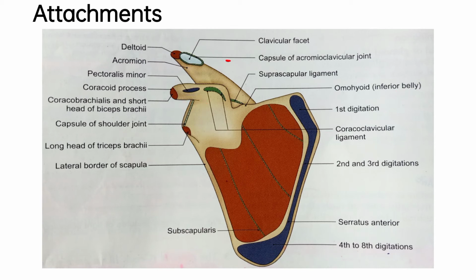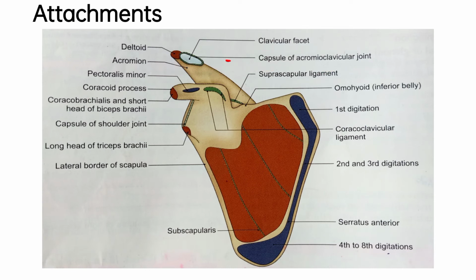Moving further, the margin of the facet on the medial aspect of the acromion gives attachment to the capsule of the acromioclavicular joint. Alright, acromioclavicular joint capsule. This is the clavicular facet.